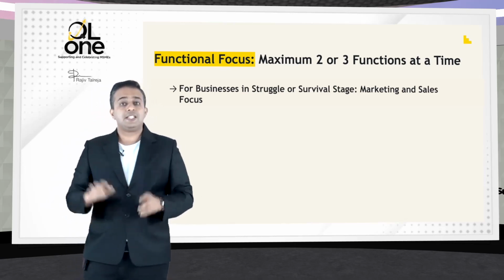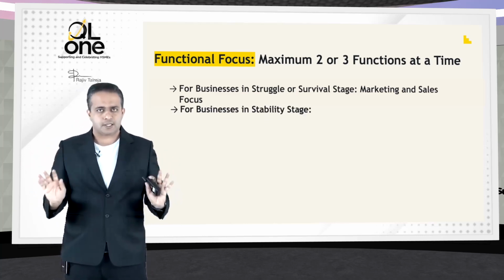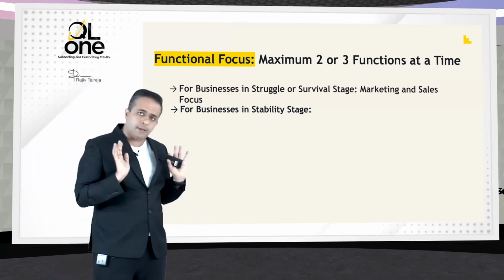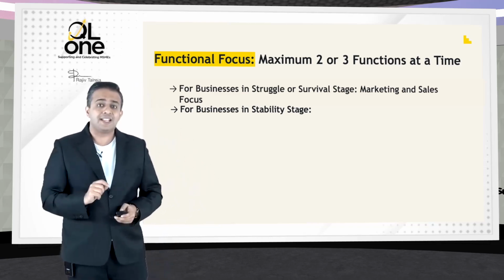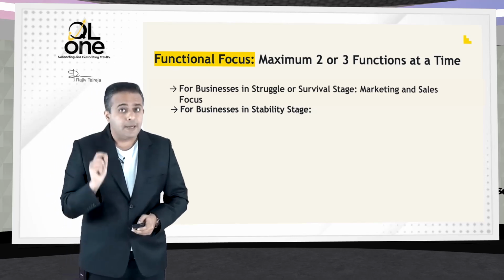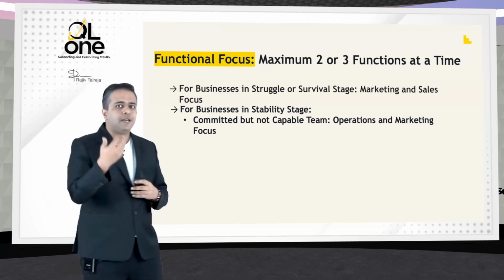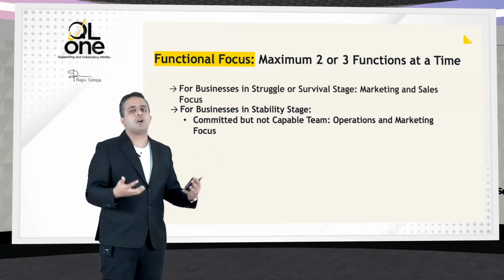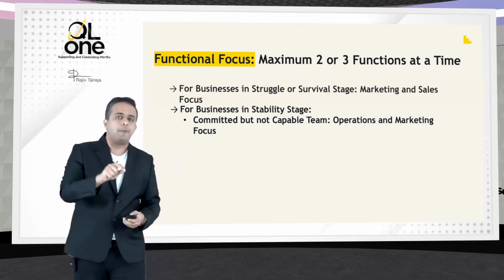Now, if your business is in a stability stage, which means you're making decent money as a business, you're able to pay salaries comfortably, the business owner is able to take home money for themselves also comfortably, and you're stable as a business, then in that case, if your team is committed but not capable, where everybody is loyal, everybody is hardworking, everybody is humble, everybody loves the company, loves the management, loves the organization, so they are committed, but they may not be capable.